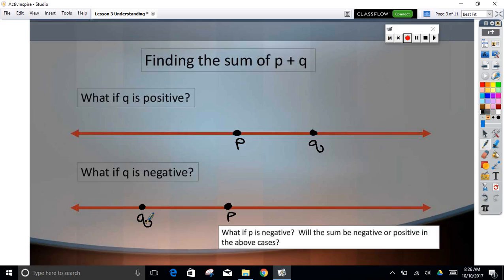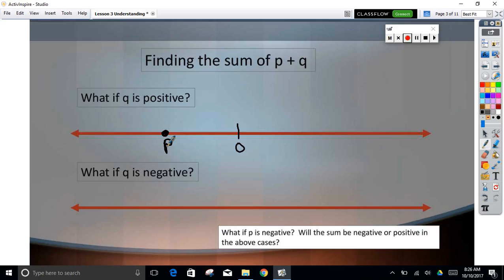So I'm going to erase what I just wrote. What if P is negative? So let's put a 0 on our number line so we know where the negative numbers are. And let's put P somewhere over here in the negative zone. Now, what if we do P plus Q? Will the sum, P plus Q, be negative or will it be positive? Or could it be either?